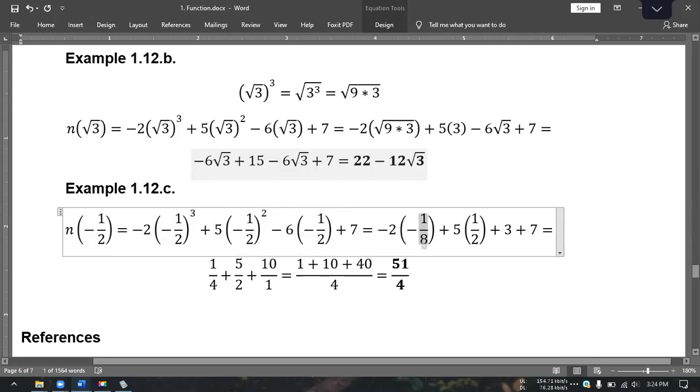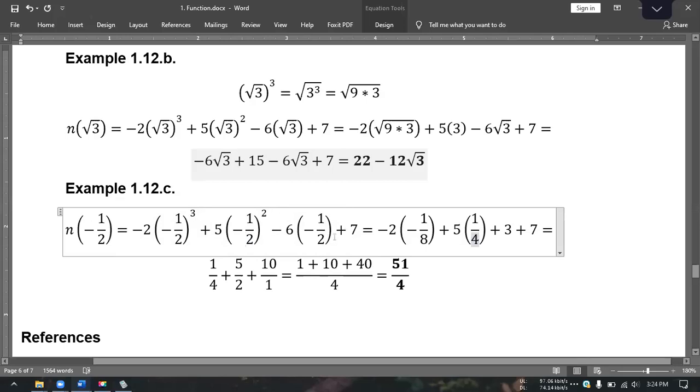And from here, I think I have an error. Negative squared is positive, so it should be positive here. 1 squared is 1, 2 squared this time is 4. So this must be 4. I made a mistake in the solution. So we have 4. And then, next, the third term.